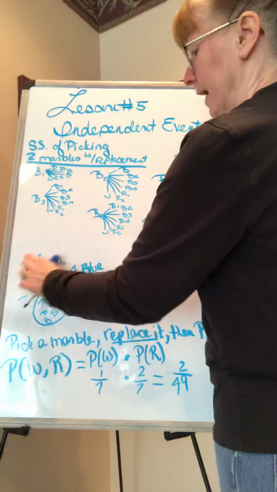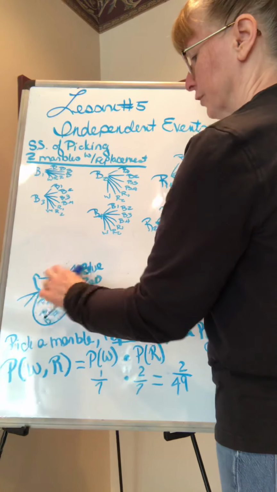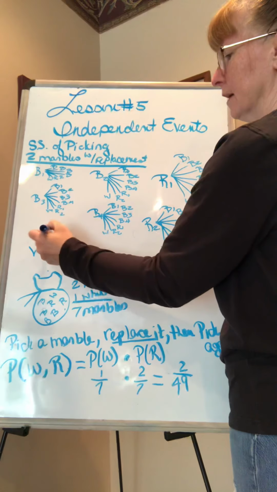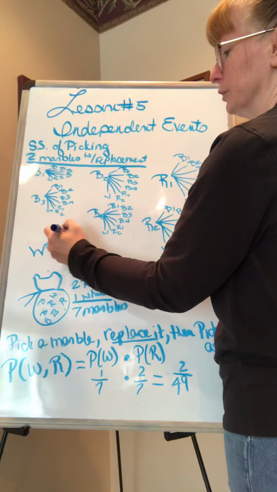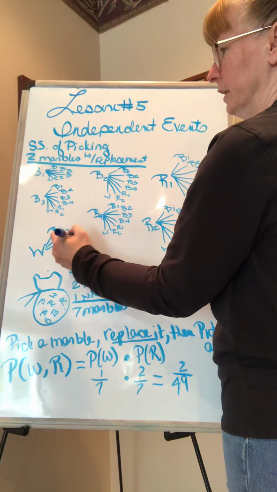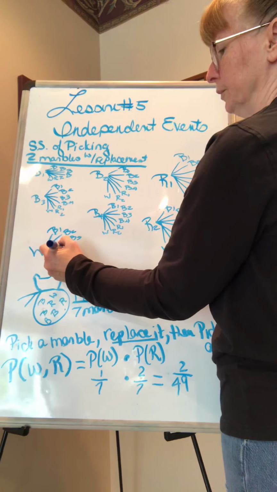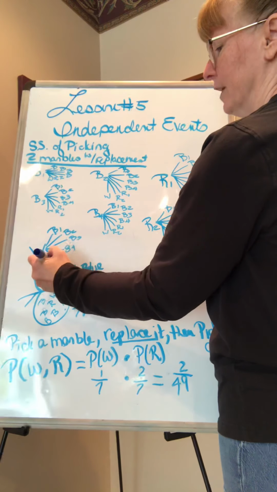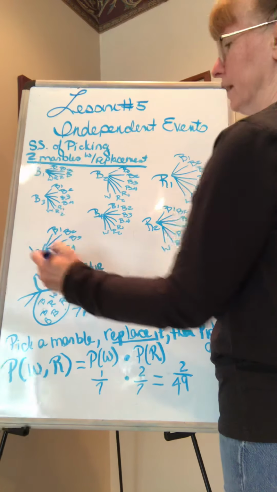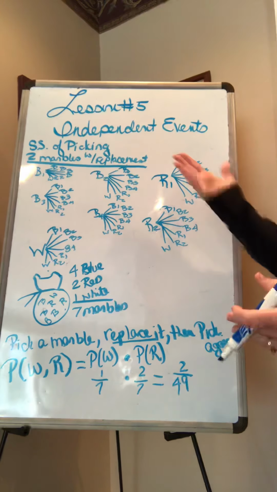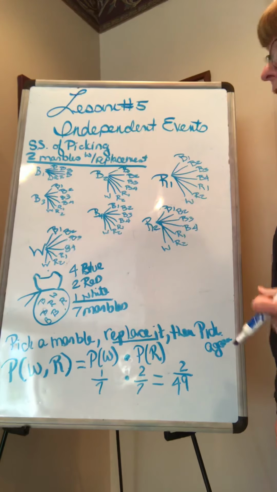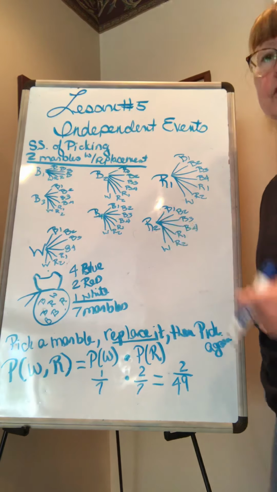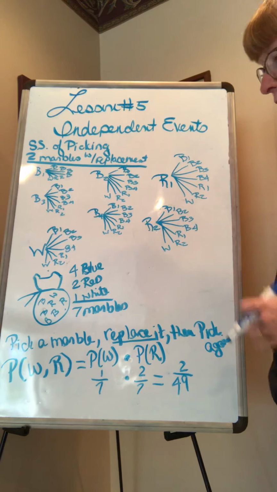And then the last option would be, on my first pick, that I picked white. Replace it, blue 1, blue 2, blue 3, blue 4, red 1, red 2, and the white again. So now there's my 49 branches. And if you have to put a sample space, you have to literally talk yourself through it like this. It seems crazy, but you have to.